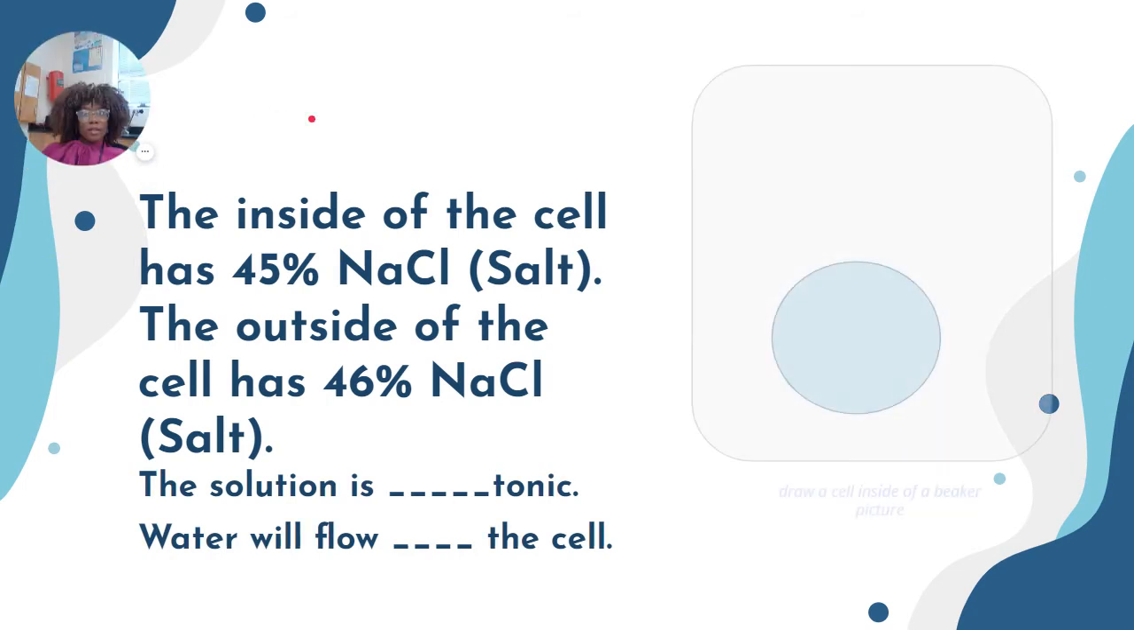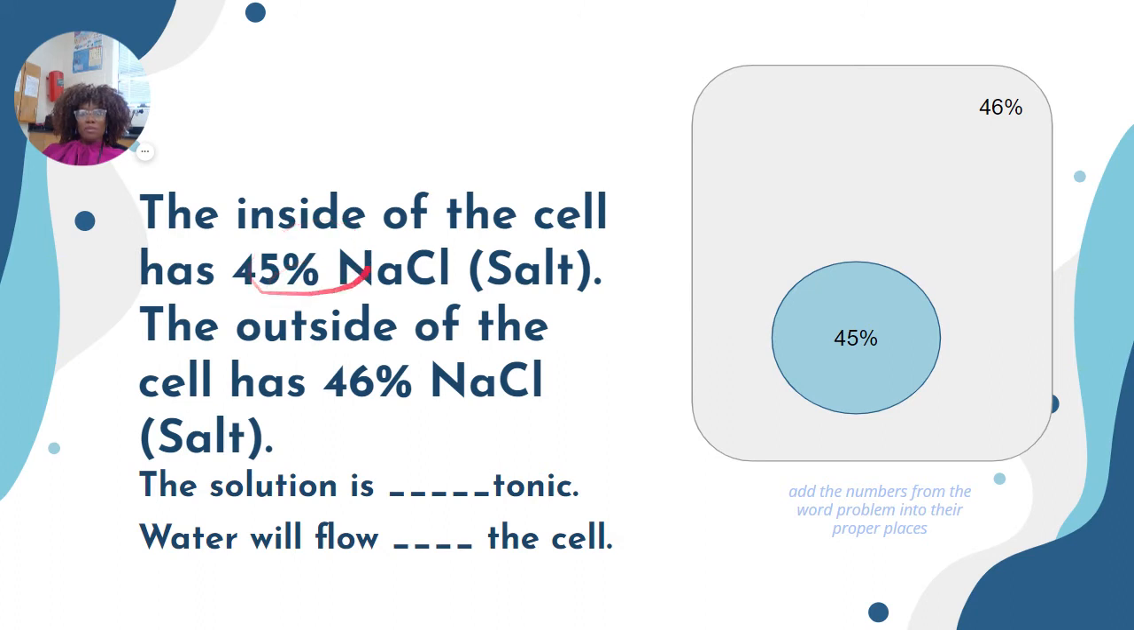So boom. First things first, we're going to draw a cell inside of some sort of solution. Then we're going to put our numbers from the problem. So it says the inside of the cell is 45, it says the outside of the cell is 46. Still with me? Good. For my sake, I always like to make the number that's bigger, I just write it bigger. Even though it's only like 1% bigger, it's still the bigger number, and I feel like I'm less likely to make a mistake if I just write that number really big. It works.